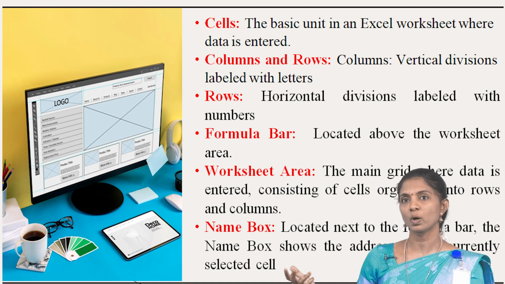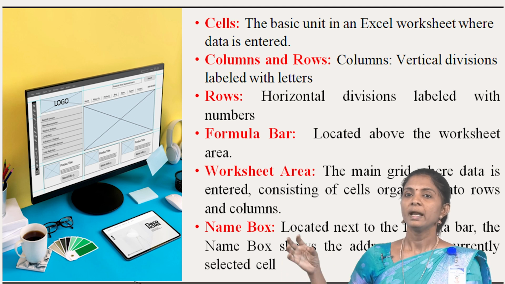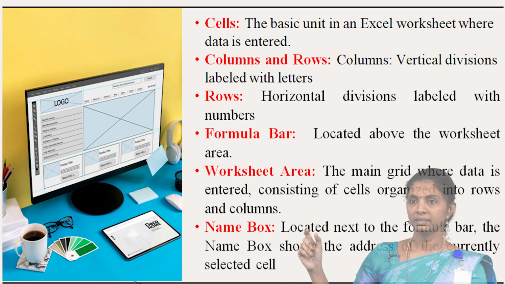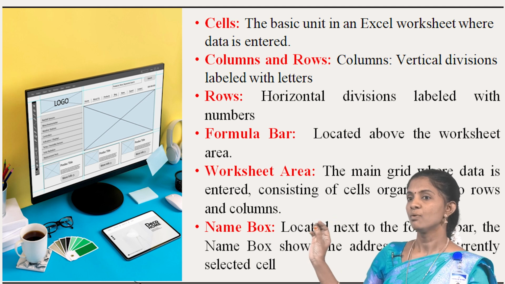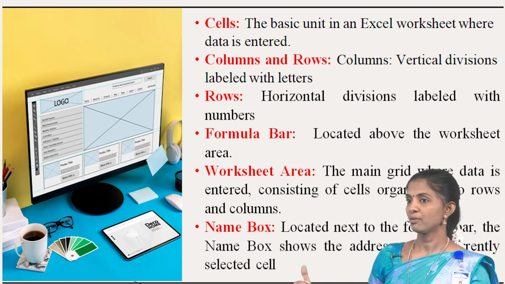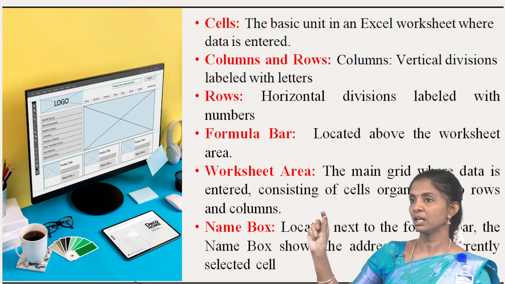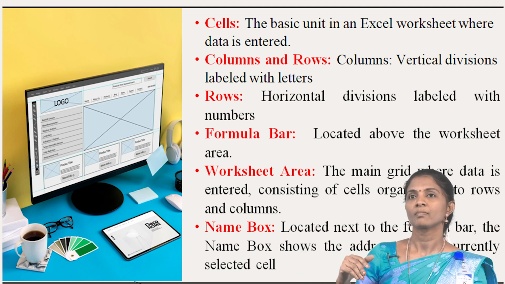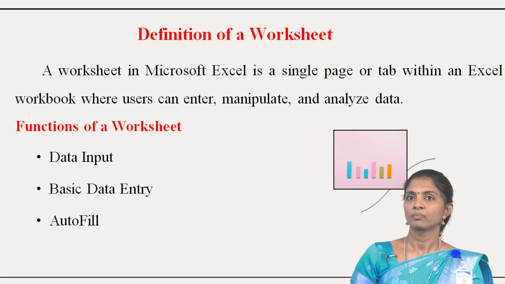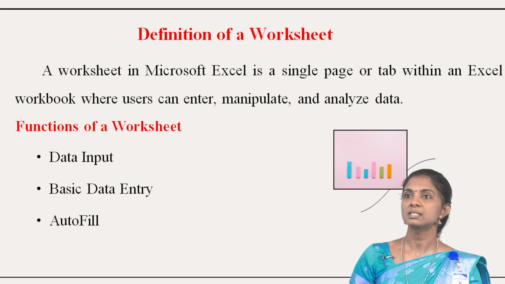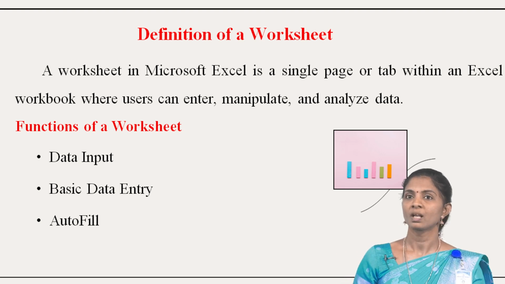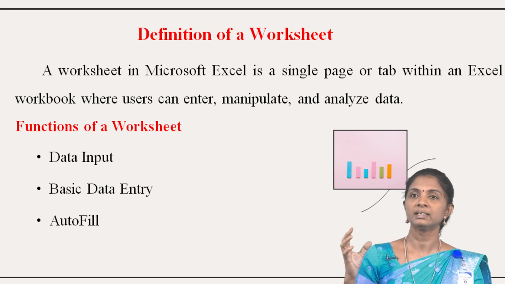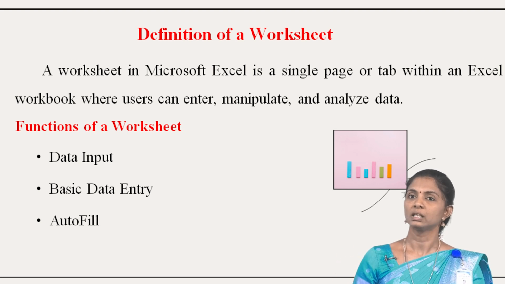Next, I will explain about what is a worksheet and workbook. Name box. It is located next to the formula bar. The name box shows the address of the currently selected cell. For example, if A1, the first column, is selected, then the name box indicates which cell you have selected. Definition of worksheet. A worksheet in MS Excel is a single page or tab within the Excel workbook where the user can enter, manipulate, and analyze data.